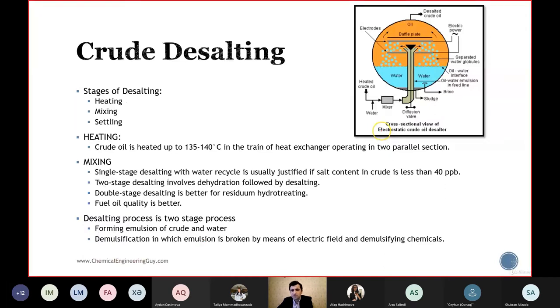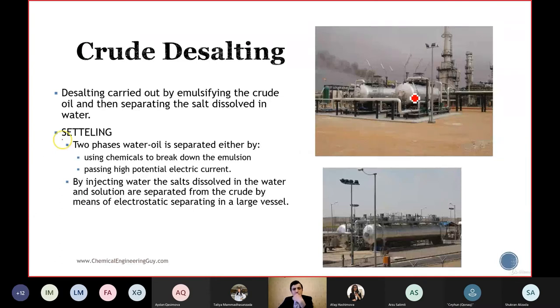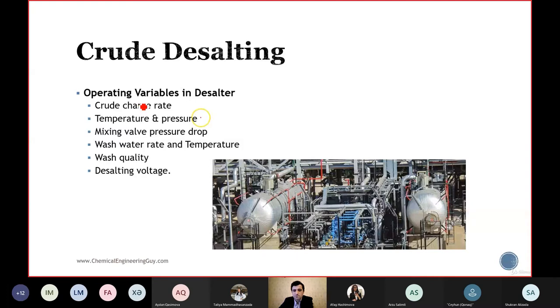These are the desalters. You can see in the photo, both of them are desalters. And the operating variables in desalting are the crude charge rate, temperature and pressure, mixing valve pressure drop. Where is the mixing valve? Do you remember? Where do you think there can be a mixing valve? You see here, with the mixer.